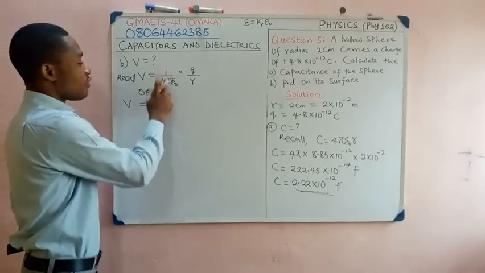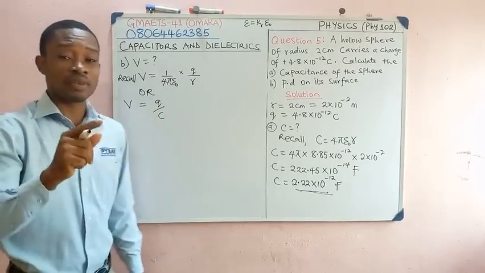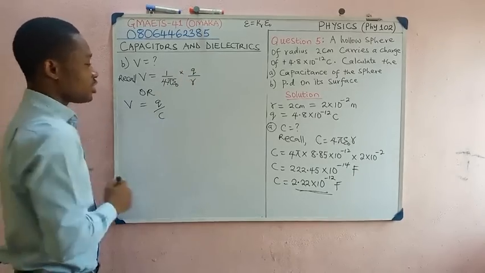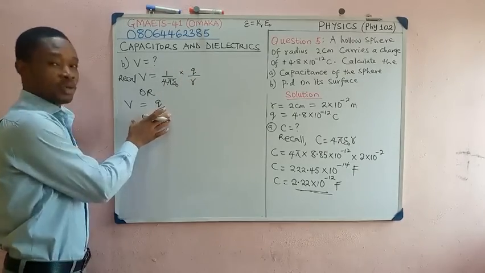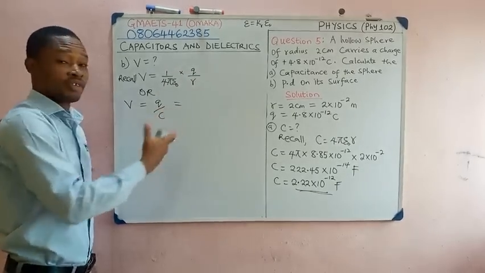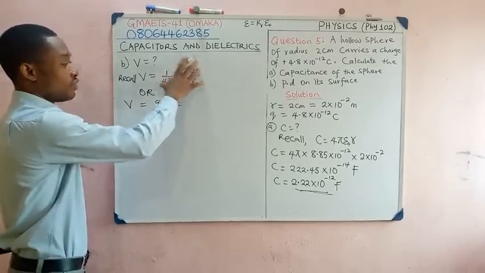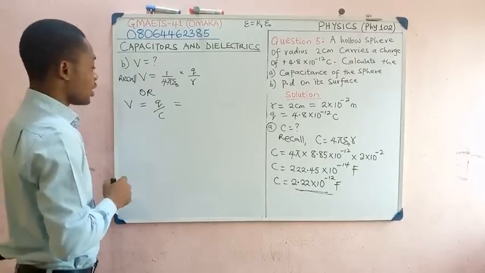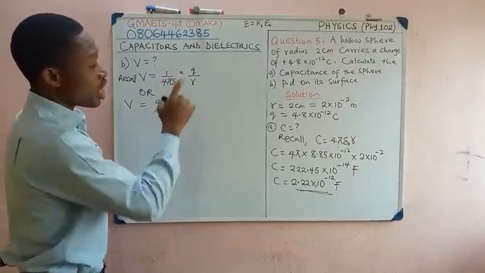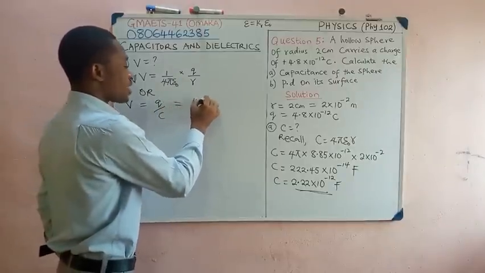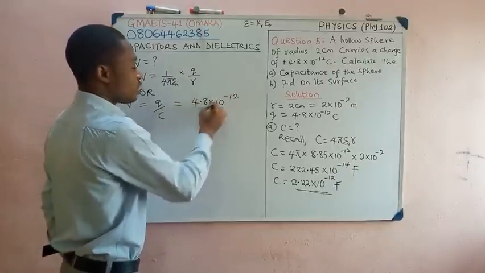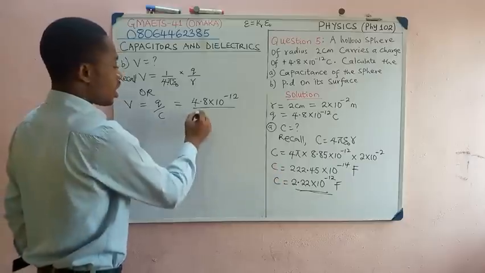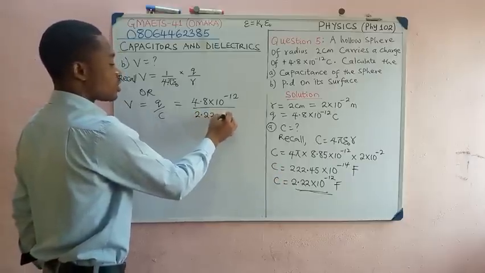So either of them you use, you still get the same result. If you're using this, 1 over 4 pi epsilon naught is 9 times 10 raised to the power 9. Take note of that. Then multiply by the charge divided by the radius. But I'm going to use V equals Q over C. Let's substitute here: the charge on the sphere is given to be 4.8 times 10 raised to the power minus 12 Coulomb, divided by the capacitance, which we already calculated to be 2.22 times 10 raised to the power minus 12 farad.